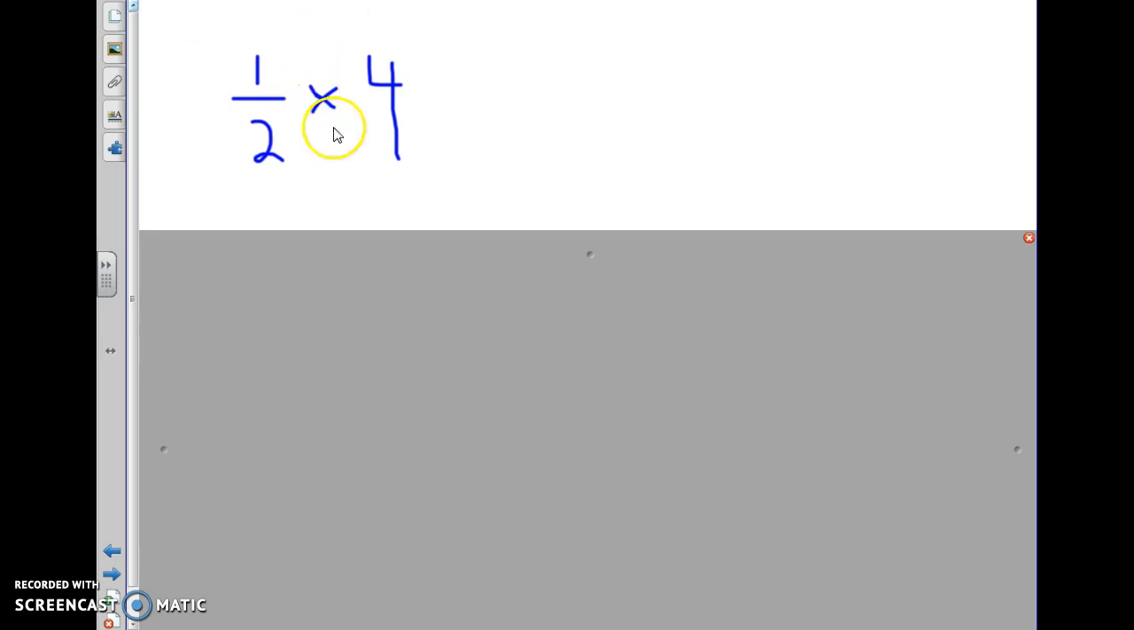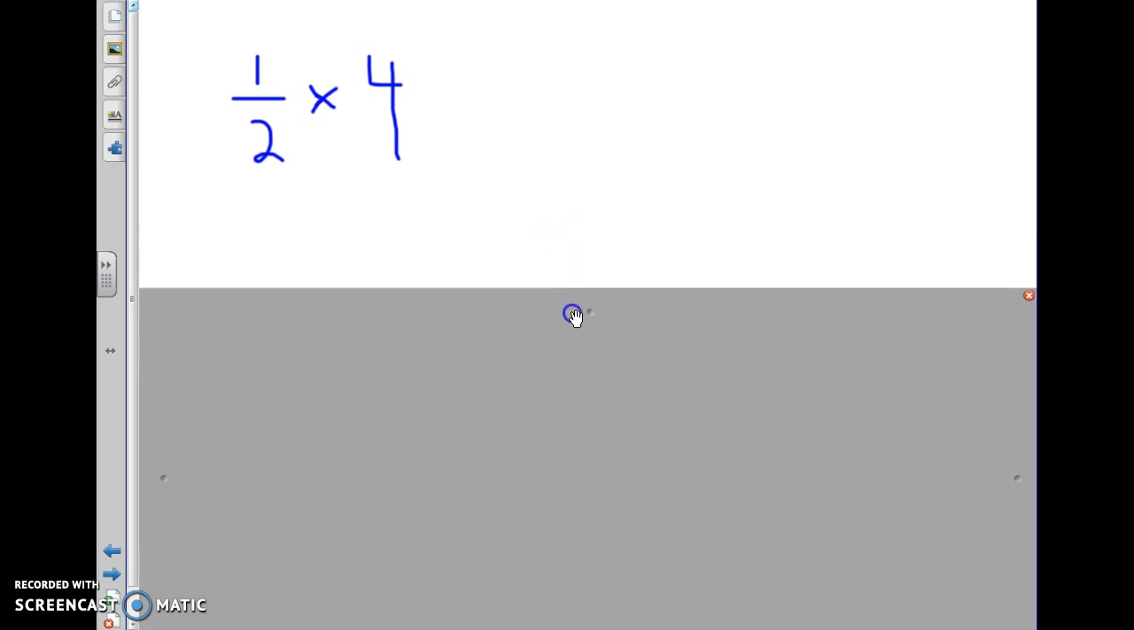So here, though, we have 1/2 times 4. Yesterday we were multiplying fractions by fractions. Now we're going to be multiplying fractions times a whole number. So just like yesterday, we started with a visual representation. We're going to do that today.